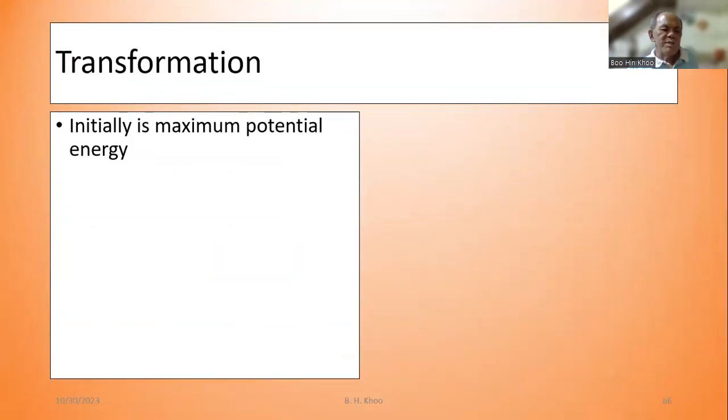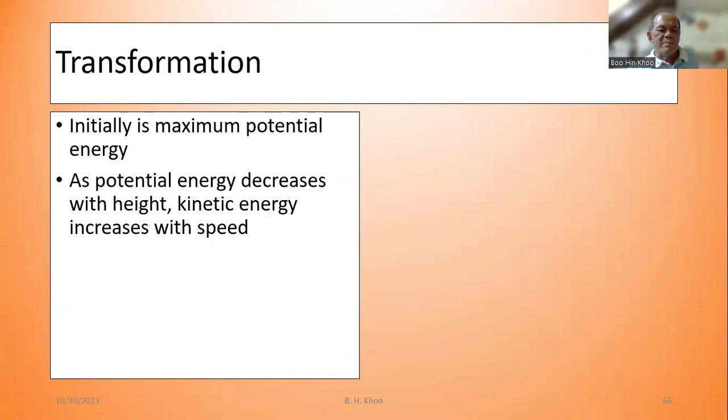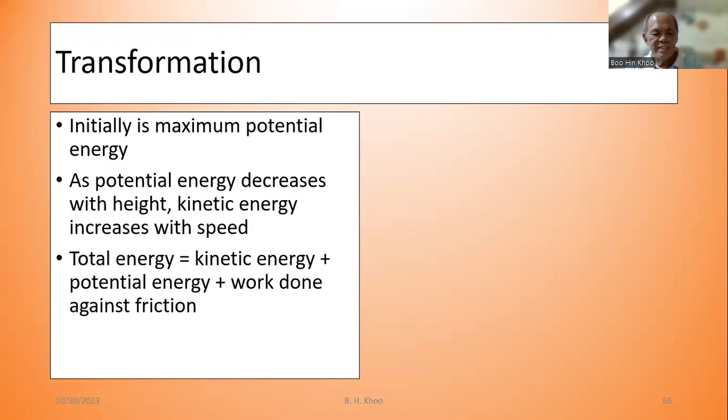Right? Energy transformation. Initially it is at maximum potential energy. You drop an object, the potential energy decreases, and kinetic energy increases with speed. As the speed increases, kinetic energy increases. So the total energy at any time doesn't change, and equals kinetic energy plus potential energy plus work done against friction.